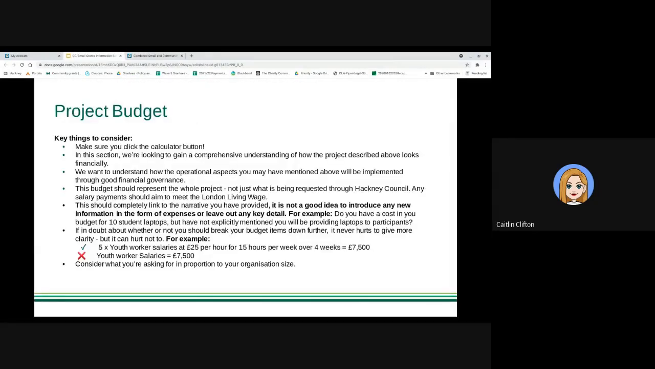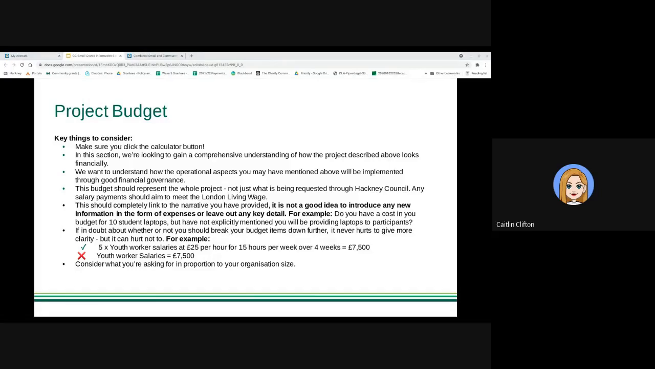So we've made sure that you know why to click the calculator button. Essentially in this section, we're looking to gain a really good understanding of how the project that you've just spent so long describing looks financially. We want to understand how these operational aspects that you've mentioned will be implemented through a budget. As the people who are managing funding, this is quite an important section to us.